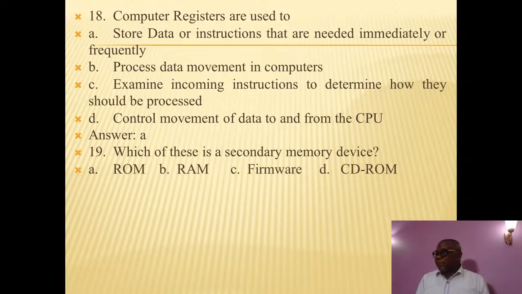If you recall, when we did memory devices, we talked of the primary storage system or primary memory, which we call the ROM and the RAM. And we said firmware is hardware that is manufactured with the software there, which may come in form of ROM or RAM. And the only secondary memory device here is the CD-ROM, which is the compact disc read-only memory. So our answer is D.